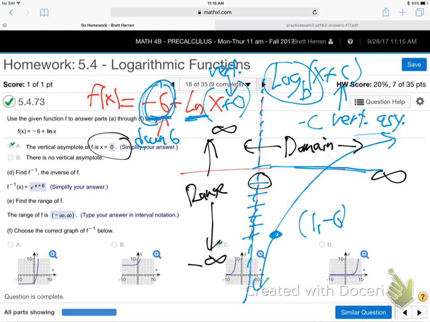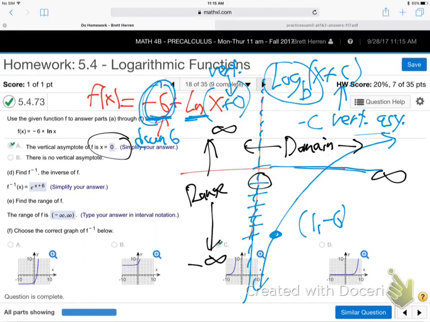Now, find the inverse function. Just try that on your own. You get more out of it than if I just whip it out. So go back over here. f of x equals negative 6 plus natural log of x. So find the inverse. So how do you find an inverse?